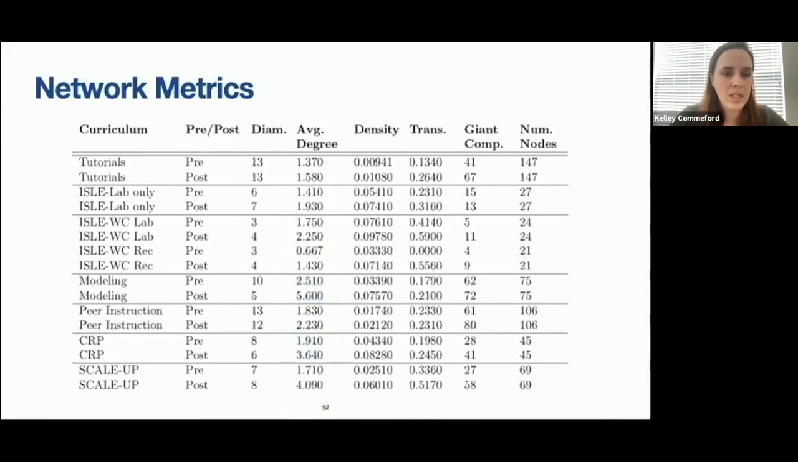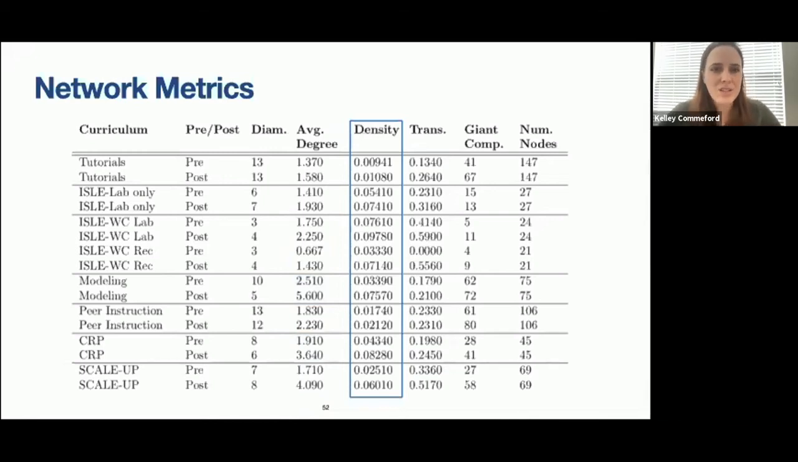So with an increase in average degree, the density of connections increases in all pedagogies as well, because now we have an increase in number of connections, so we have an increase in the total connections throughout the whole network. But density is also directly correlated to class size, so we can't really make any conjectures about the pedagogical influence on this metric.